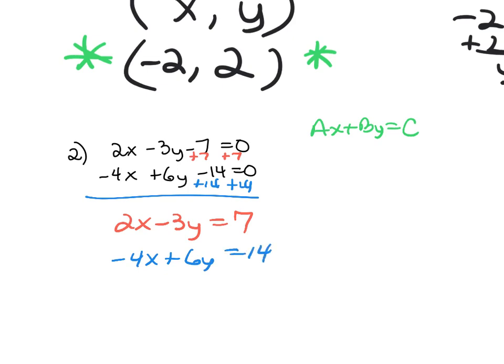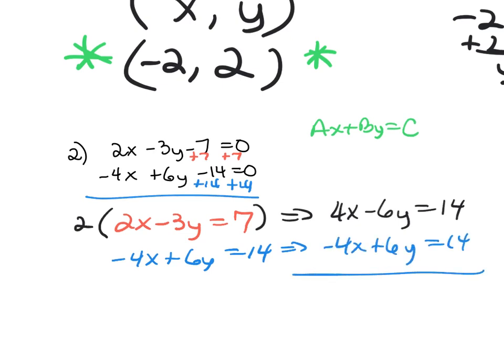So now again, I'm going to choose to do elimination, and I'm going to multiply my first equation by 2. And then that'll make my x's, one be 4x and one, the blue one, will be negative 4x. So once I multiply this, I get 4x minus 6y equals 14. Let me rewrite the blue one.